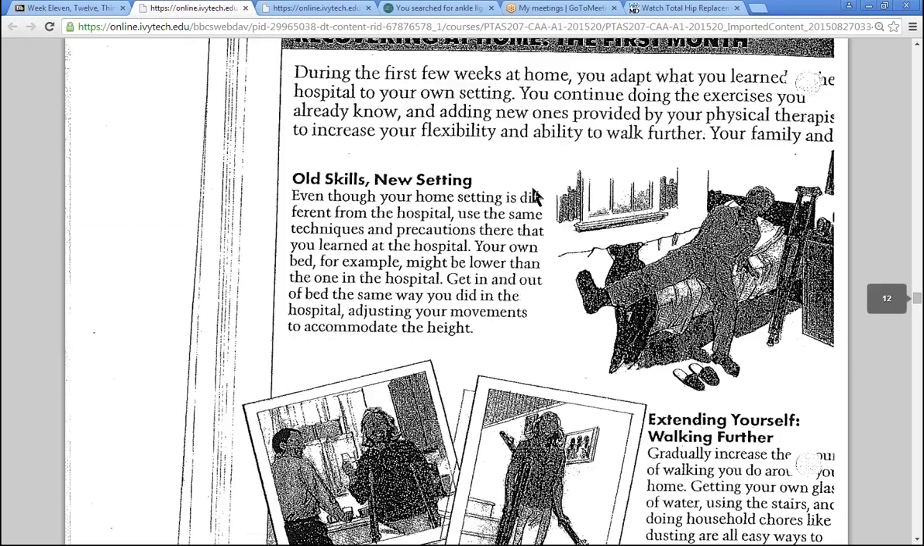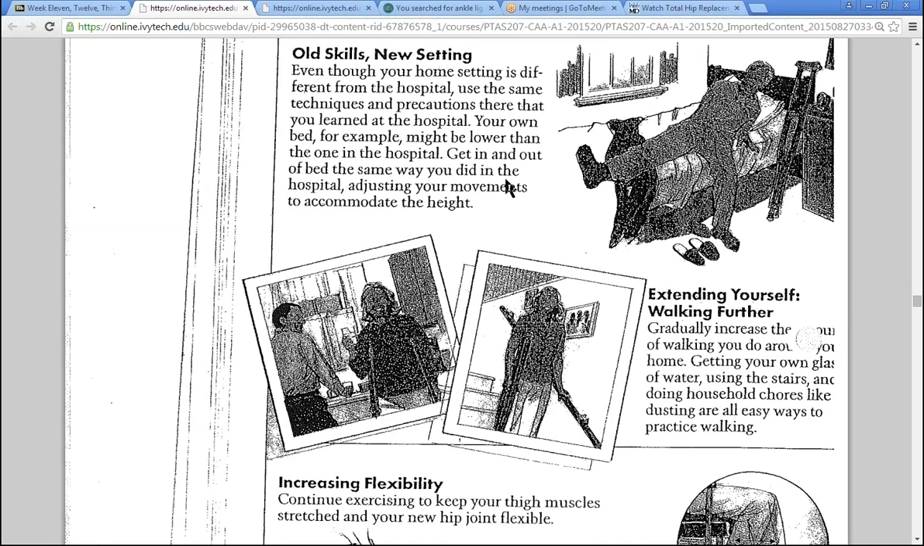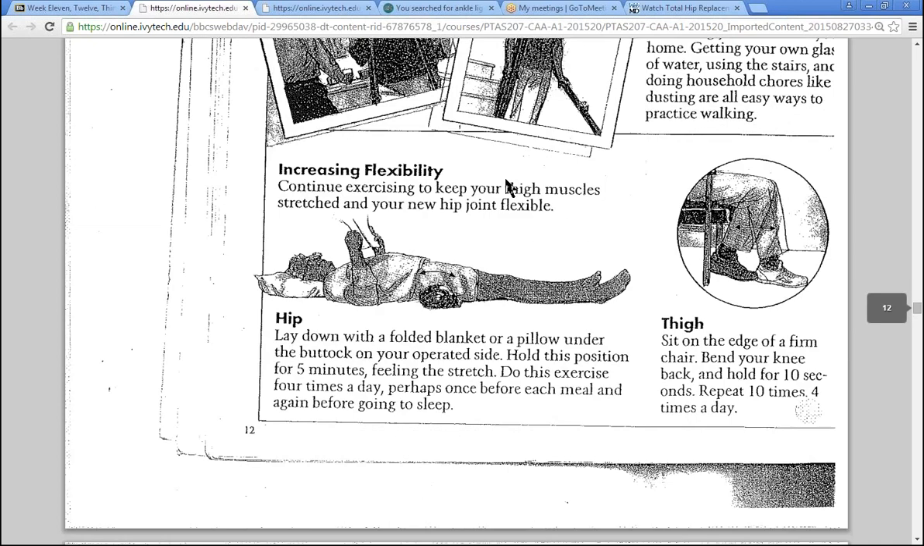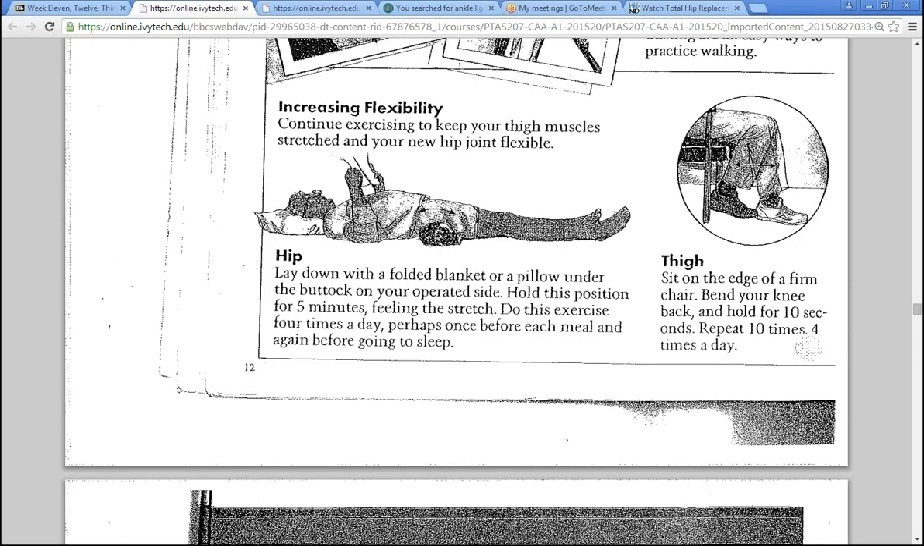Again, making sure that they're doing their proper dynamics of getting in and out of bed, making sure they're working on their flexibility and their strength. This is a nice, easy thing for them to do. Again, this is for the patients who have posterior lateral approach because we want extension. And so they're just using a folded blanket in the posterior aspect of the femur in order to get a nice stretch of the hip flexors.